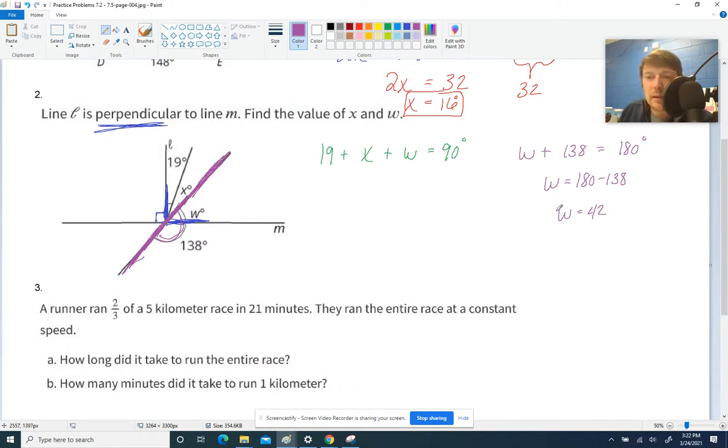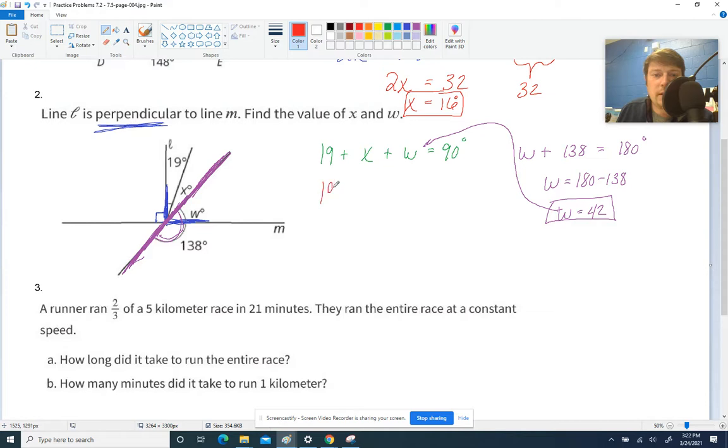And I can plug that into my equation that I wrote originally as I was trying to figure out what X was and W. So we know that W is 42. So that's part of our task from the problem: find the value of X and W. But now we can use W being 42 as part of our solution process in the next one.